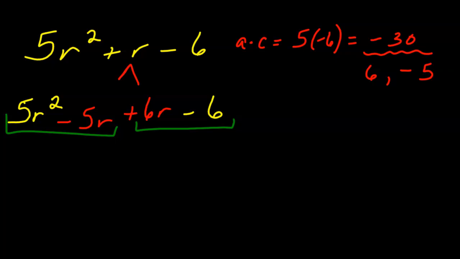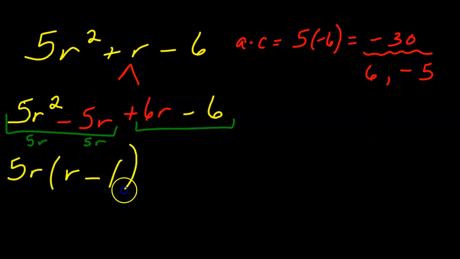I see that I have a 5r in common here. So I'm going to take out a 5r, open my parentheses. So you're dividing both of these by 5r. 5r squared divided by 5r is just r. And negative 5r divided by 5r is just negative 1.